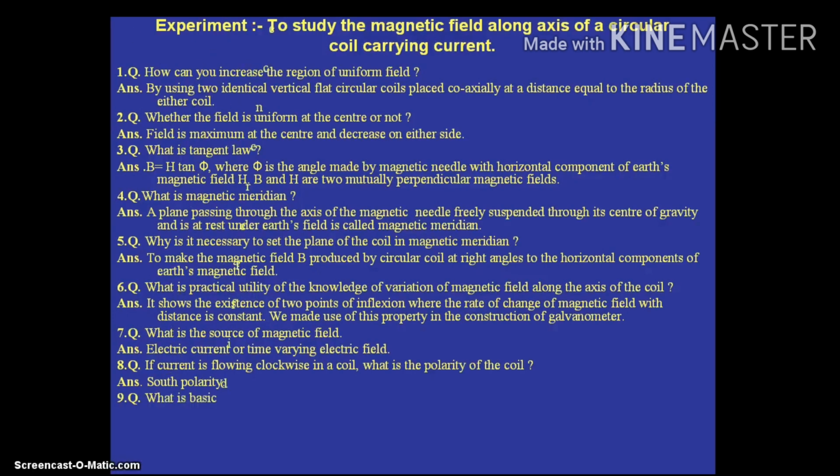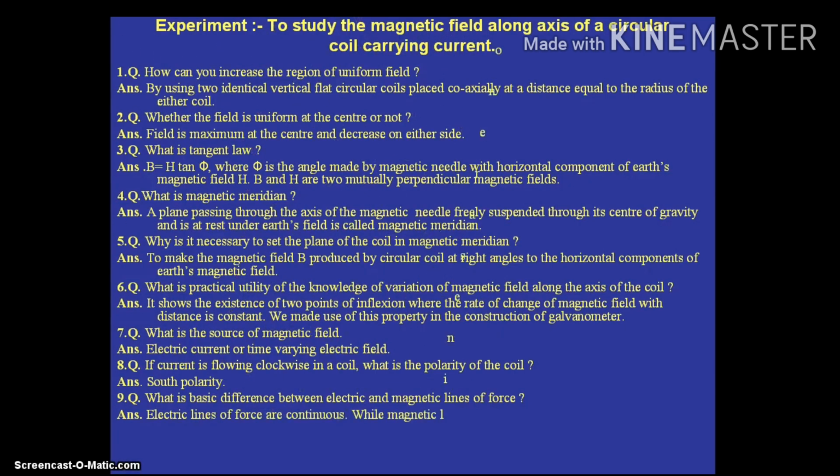Next, what is the basic difference between electric and magnetic lines of force? The electric lines of force are not continuous, whereas the magnetic lines of force are continuous and make a closed loop. Magnetic lines of force make a closed loop.